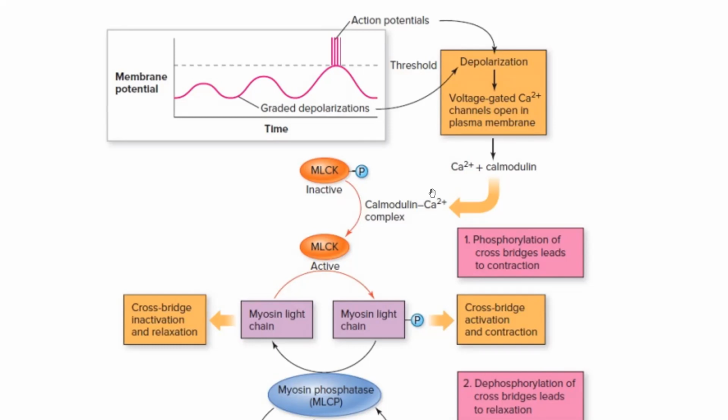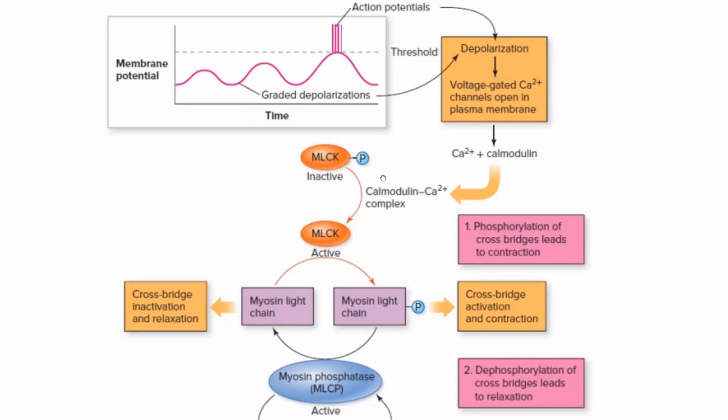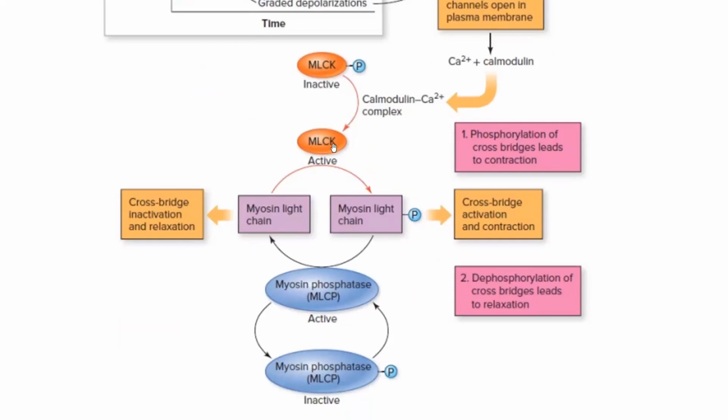And when these voltage-gated calcium channels open and calcium enters the cell, it contacts calmodulin, then the calmodulin-calcium complex is produced, which brings myosin light chain kinase from inactive to active state. Once it becomes active, now it's able to attach a phosphate group to myosin light chain, and this is called phosphorylation. And this can lead to cross-bridge formation and contraction.